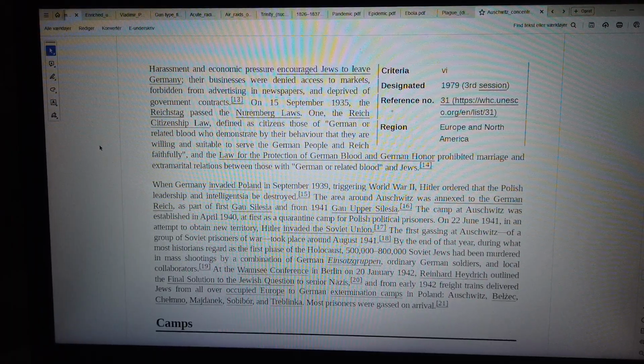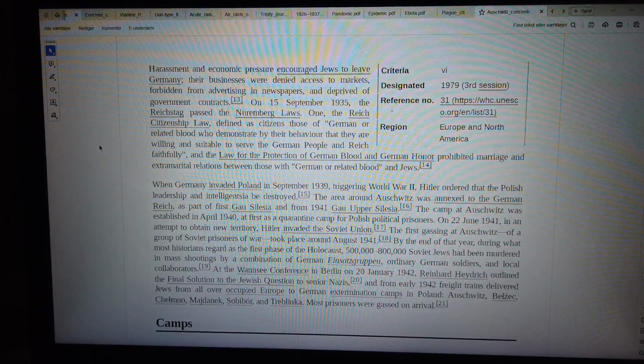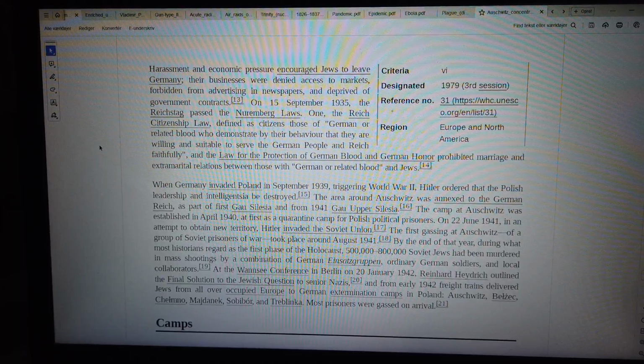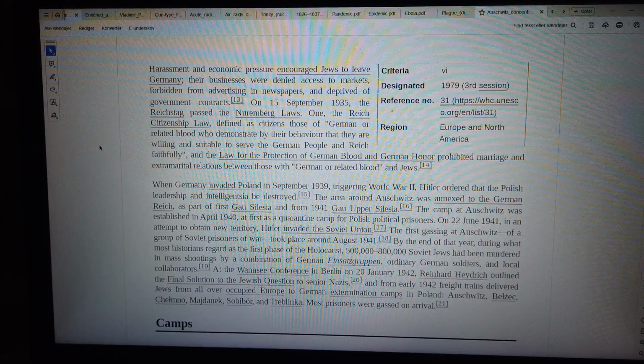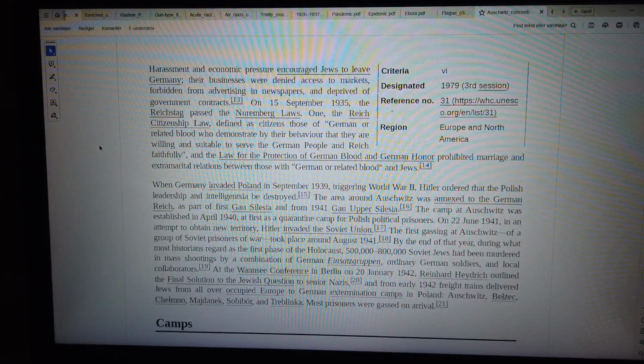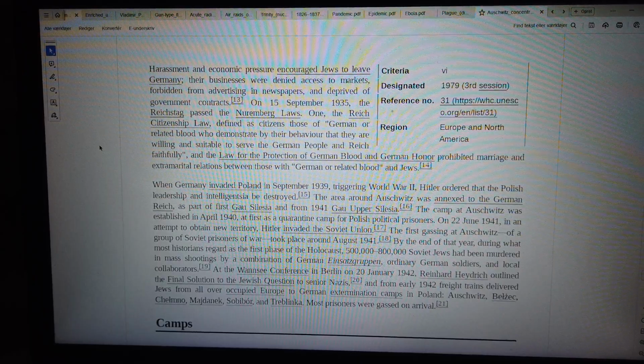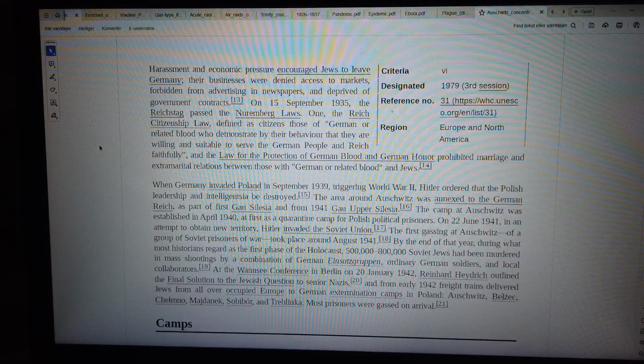Criteria VI, designated 1979, third session, reference No. 31, region Europe and North America. Harassment and economic pressure encouraged Jews to leave Germany. Their businesses were denied access to markets, forbidden from advertising in newspapers, and deprived of government contracts.